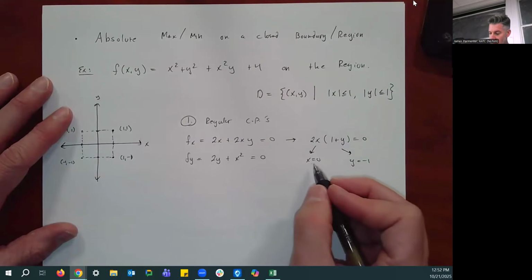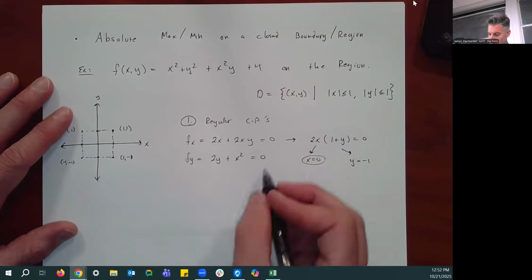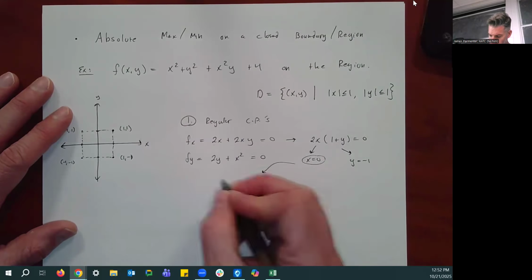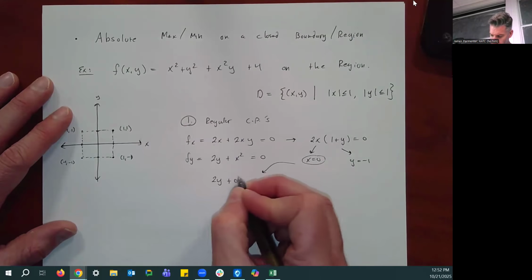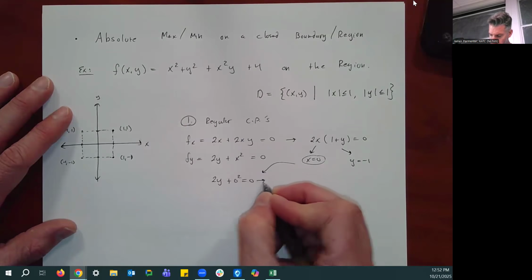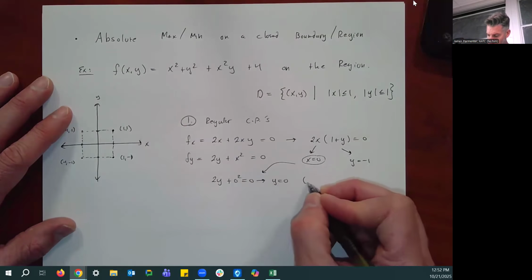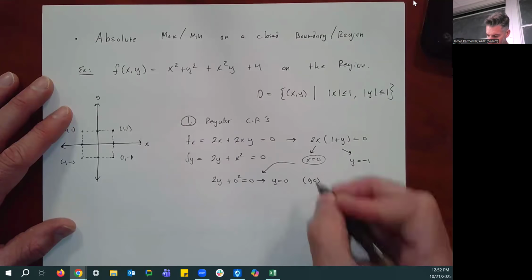What we're saying here is, okay, great, x equals 0, and then you're going to plug that in over here and see what y has to be. So if I plug this in here, I'm going to get 2y plus 0 squared equal to 0, which is going to give me y equal to 0 as well. So one of my actual critical points is (0, 0).